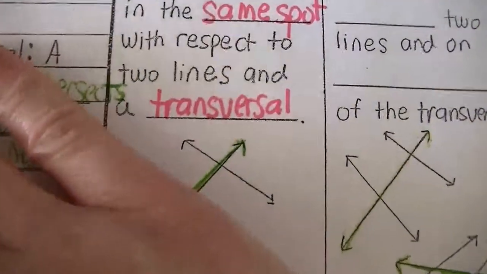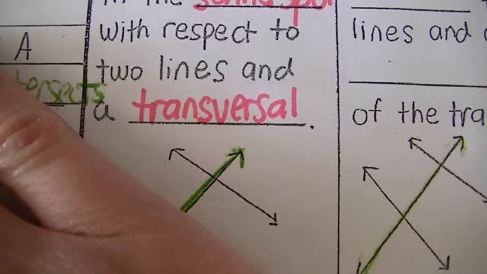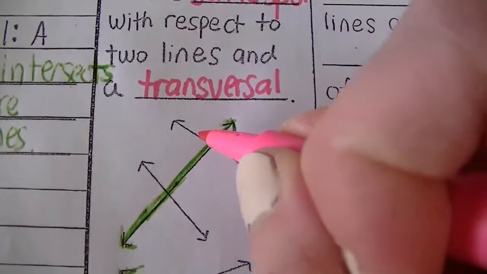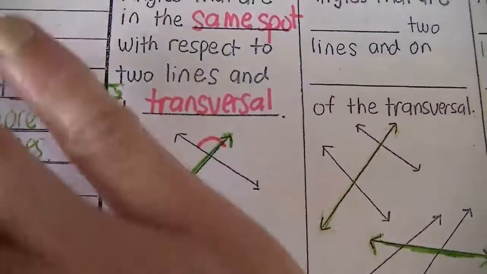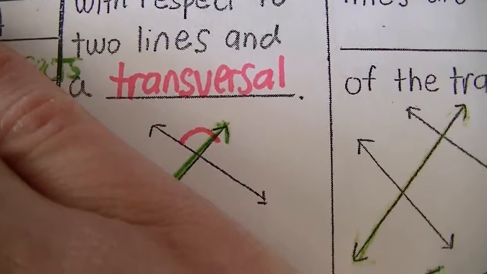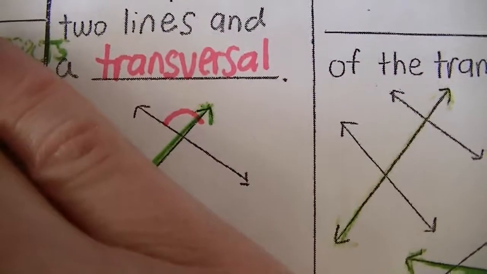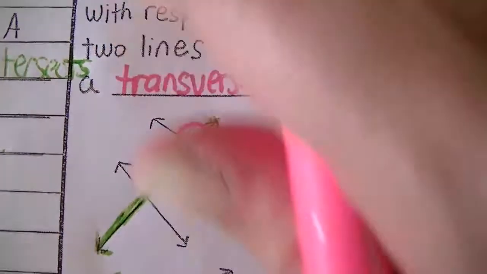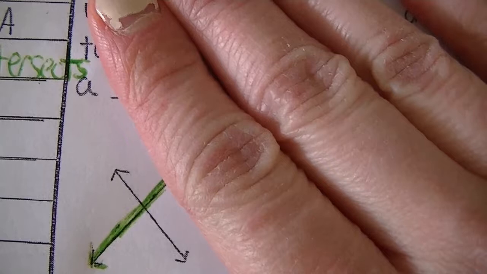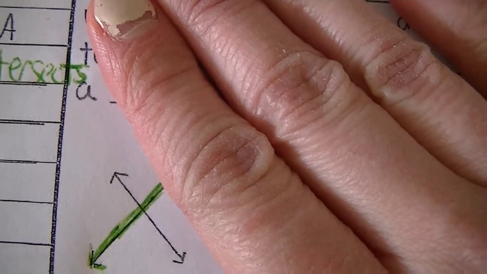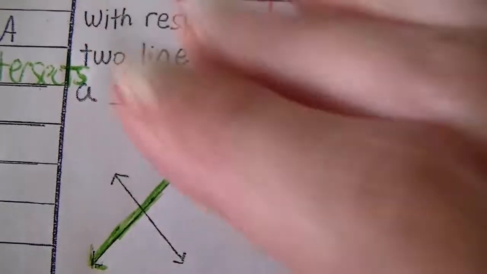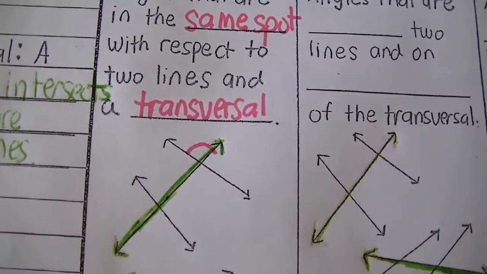So I'm going to cover up half this, and I'm going to just pick an angle here. I don't care which one it is. Let's go ahead and just choose this one right here. And see how that is above the line right here and to the left of the transversal. So now when I cover up this one right here, we're going to look for the same kind of situation. You're going to look for one that's above that line and to the left of the transversal, which would mean this one right there, okay?